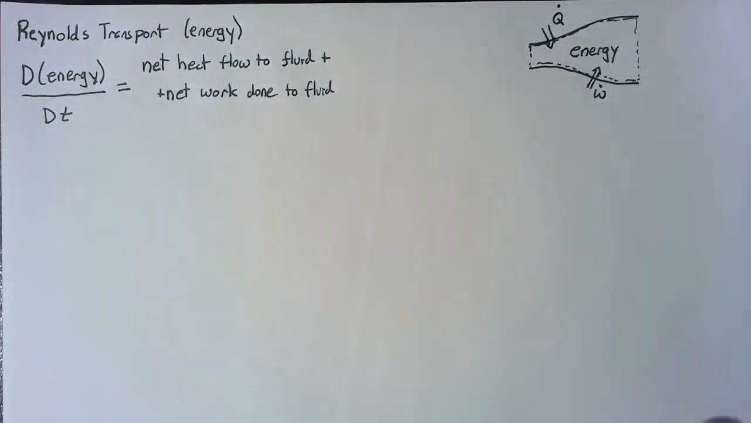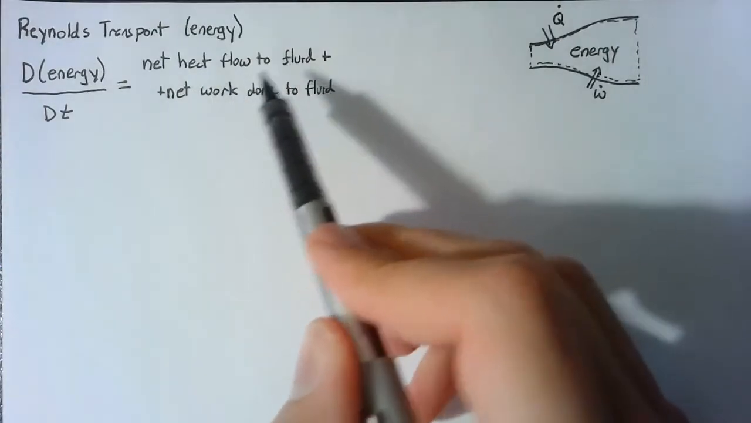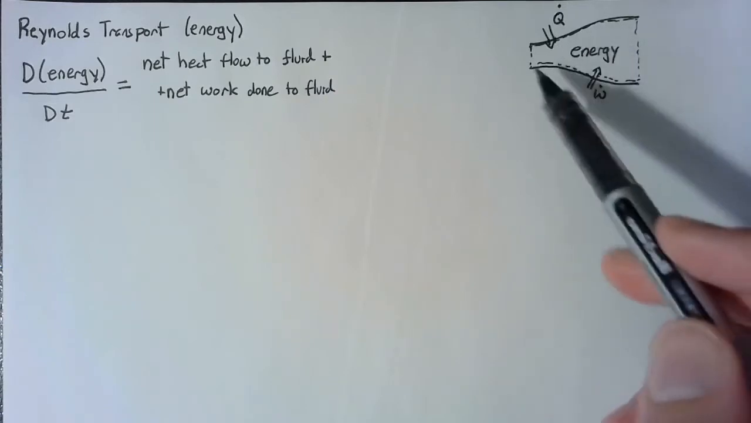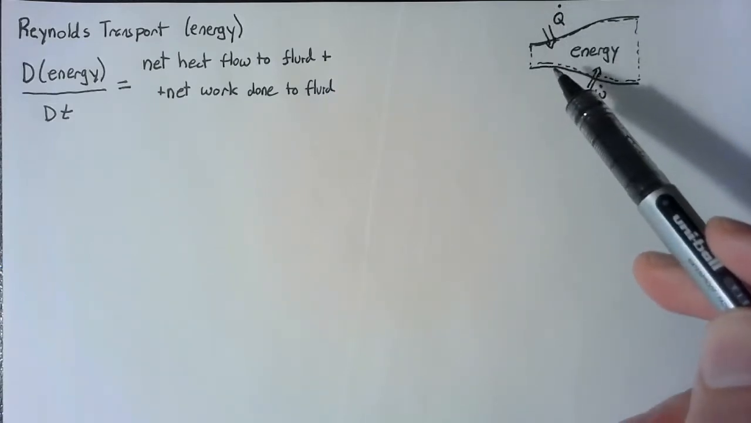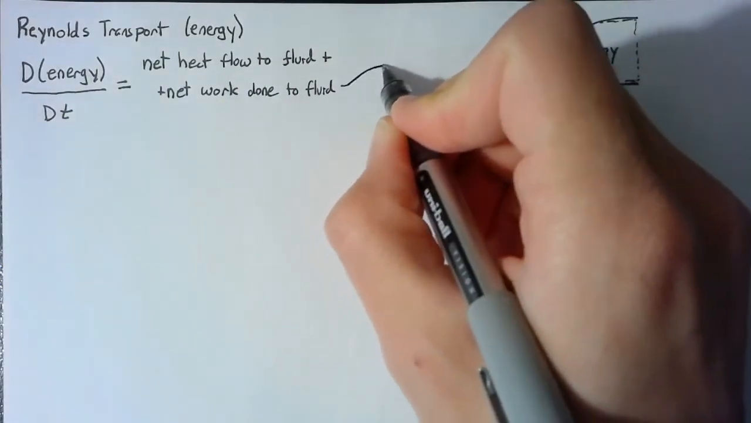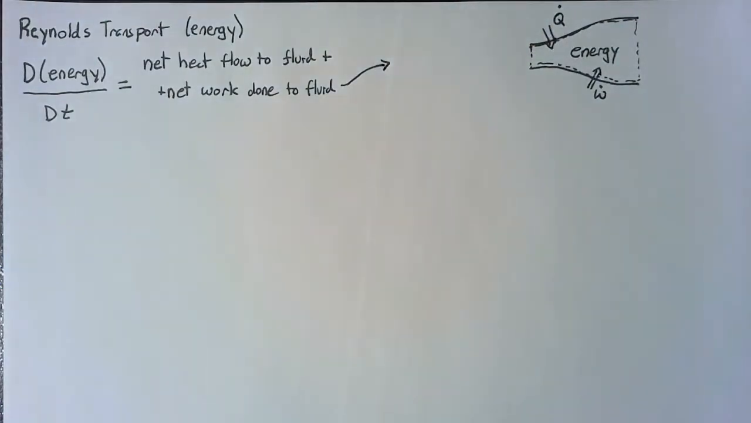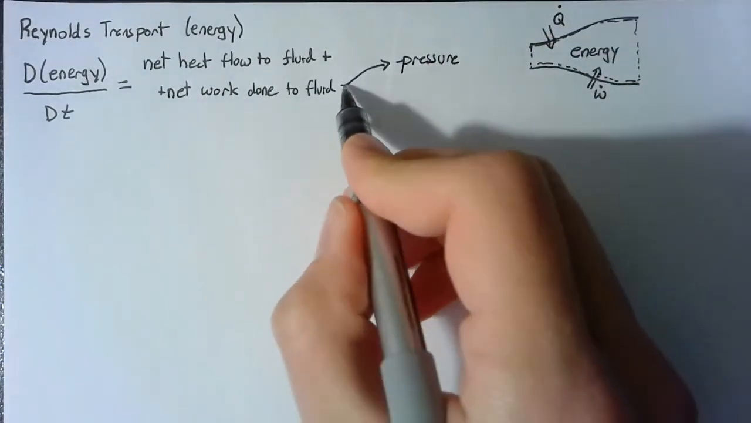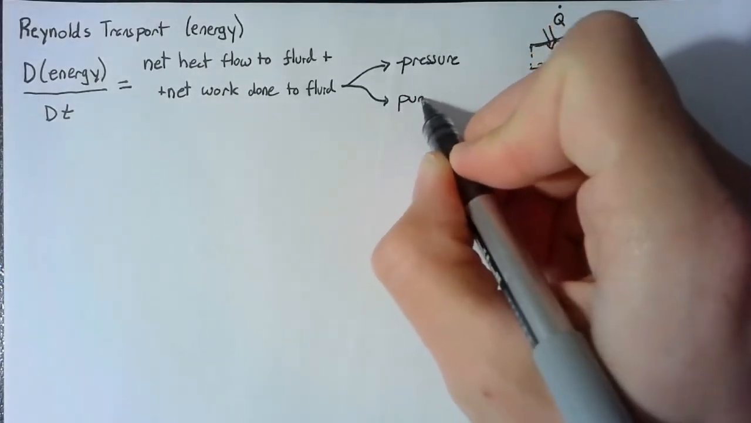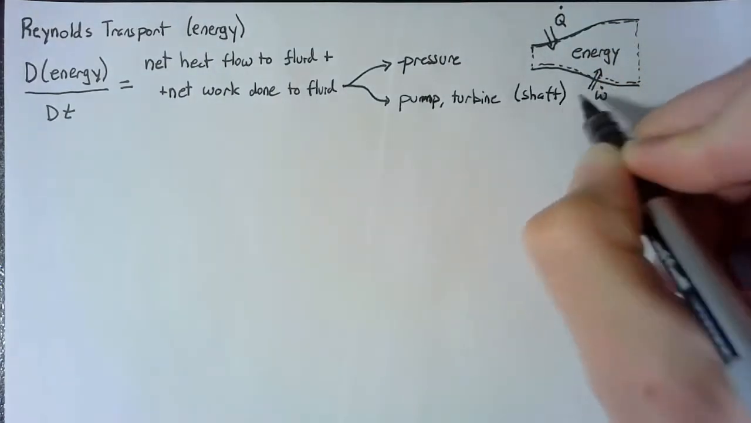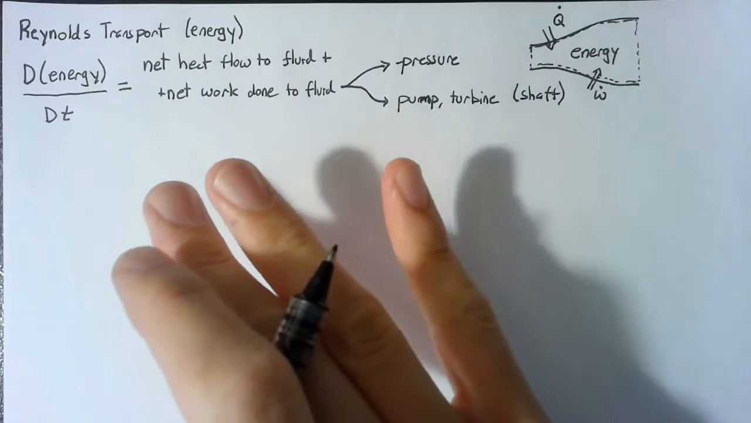And the heat flow is pretty straightforward, pretty standard. Heat flows due to a temperature imbalance. So if we have a much hotter surface that we're flowing next to, then heat is going to flow from the hot surface into our fluid, and vice versa. The work that's being done can be done by a couple of different sources. The first, which occurs in any sort of problem where we have fluid flowing, is pressure work. And the second is work due to pumps or turbines or things like that. And we typically call this shaft work.